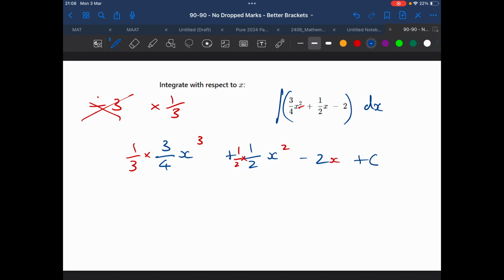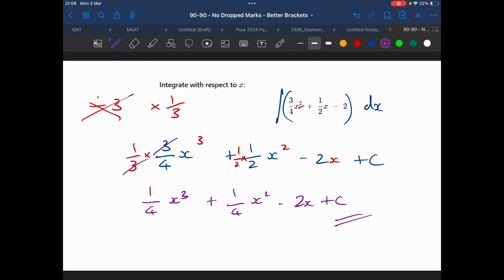So let's just do it like that so we can see that. Don't forget our plus c, and now we simplify, okay? We need to be simplifying the vast majority of time on these questions. So a quarter x cubed plus a quarter x squared minus 2x plus c.